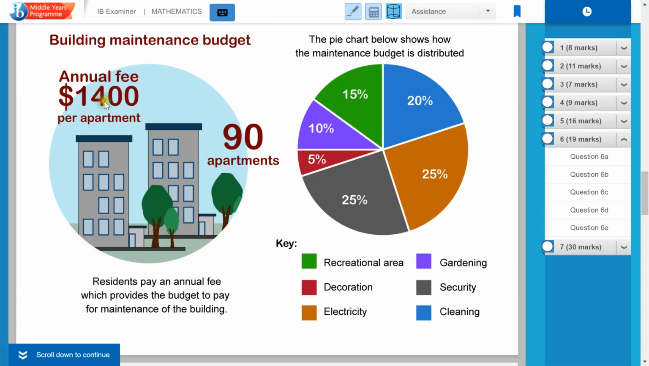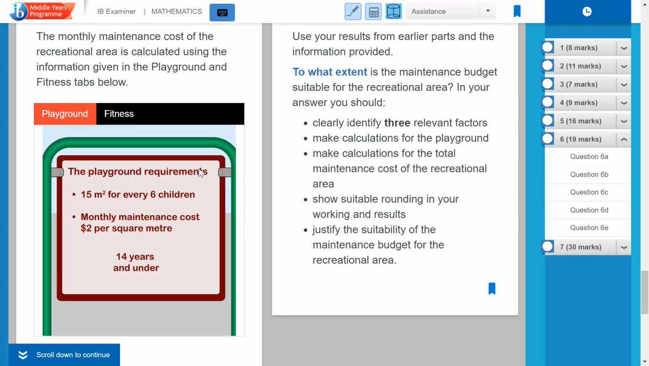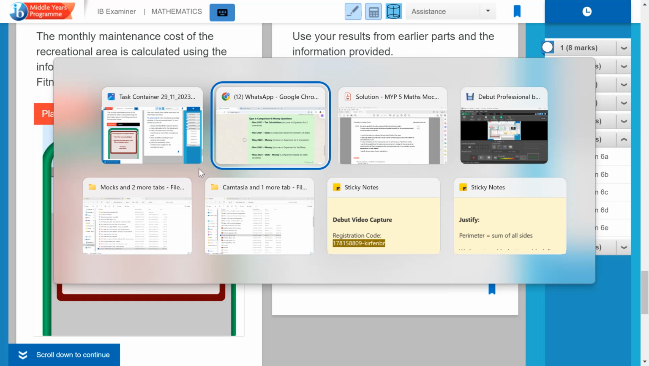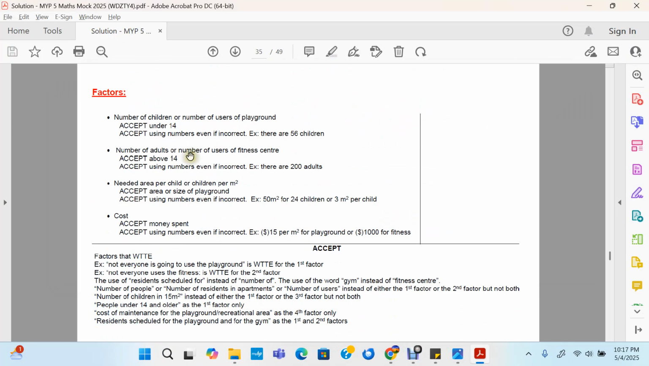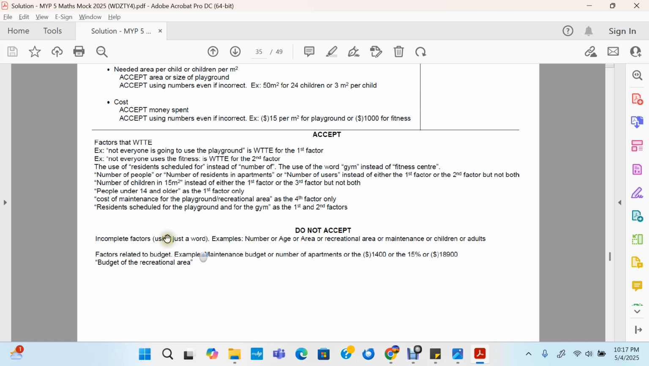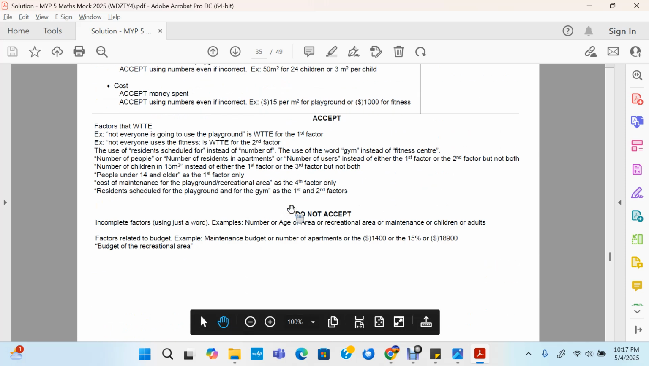The thing that affects the budget, which is the number of apartments, the annual fee. Again, everything affects your decision. So you can write down literally anything: the number of children or users of the playground, the number of users of the fitness center, the area needed per child, the costs. There are many other factors also. You can check them out yourself by pausing the video.